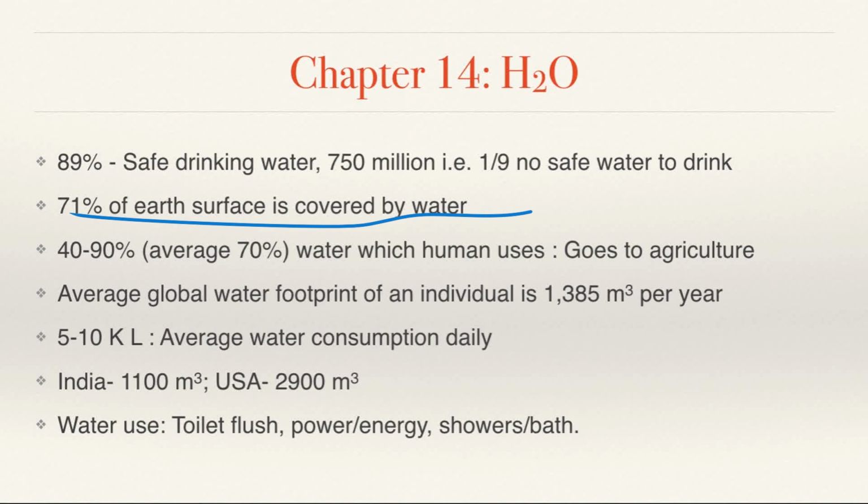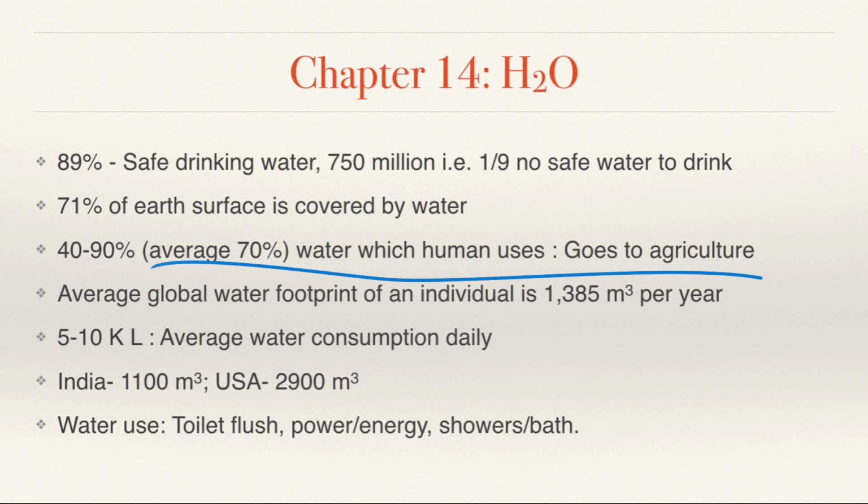Now in developed countries like the USA, water consumption in agriculture is slightly less, it can be 40%, while in countries where jute cultivation and other water intensive crops are being grown, it can be even 90%. On an average it is 70% of water which goes to agriculture. Average water consumption per capita daily is roughly 5 to 10,000 liters, but the average global water footprint of an individual is 1385 meter cube per year. This includes everything, like even making your chocolates. Thousands and thousands of liters of water go into making a kg of chocolate, so that water is also included here. In India it is 1100 meter cube, in USA it is almost 3000 meter cube, so almost 2.5 to 3 times.